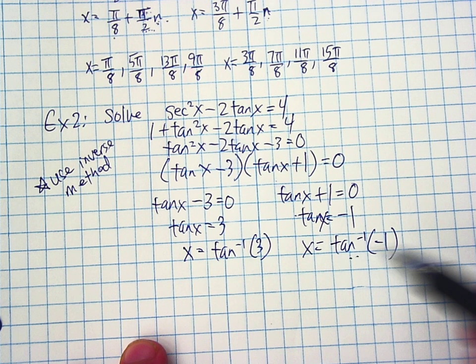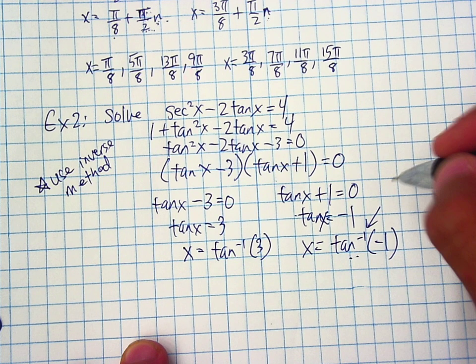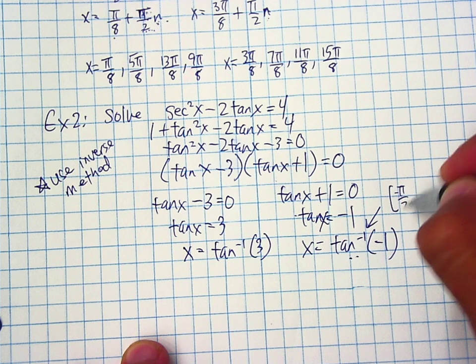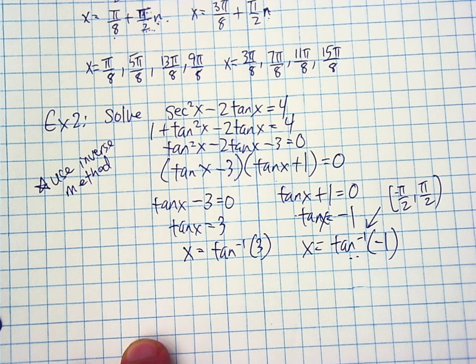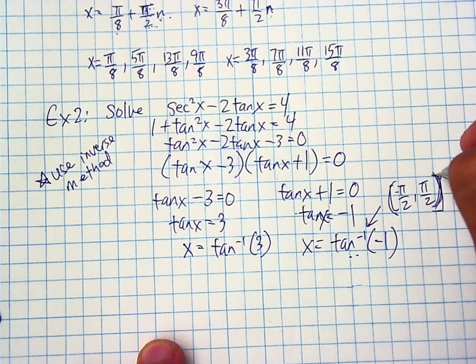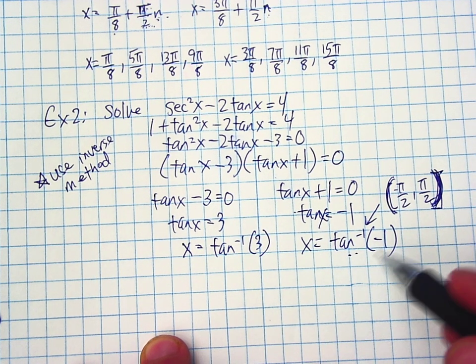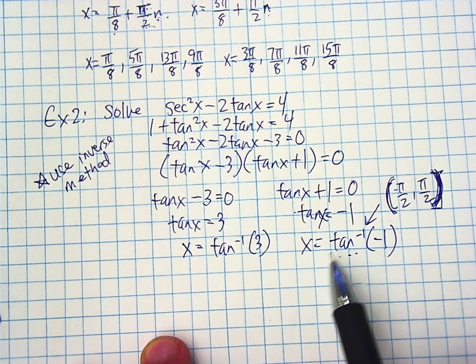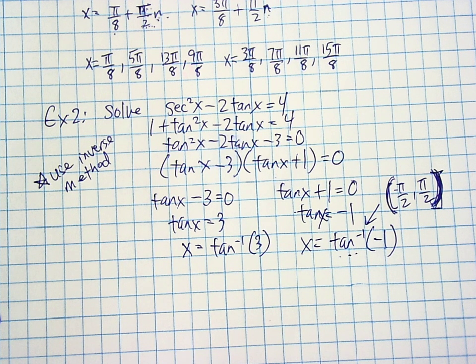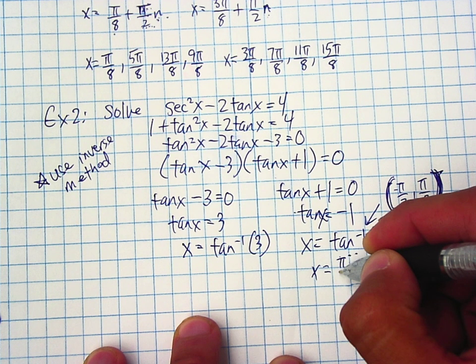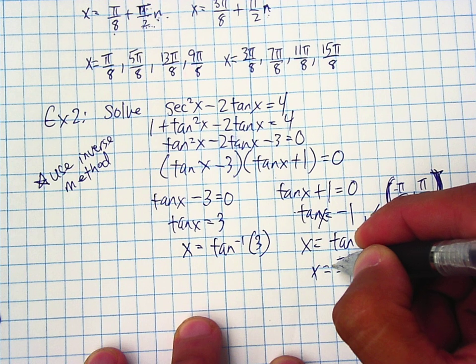So what is the range of arctan? Well, it's between negative pi over 2 and pi over 2. So I've got to give an answer between negative pi over 2 and pi over 2. And actually, sorry, we don't include negative pi over 2 and pi over 2. Okay, so at what angle is tangent negative 1 between these two values? And it is at negative pi over 4.